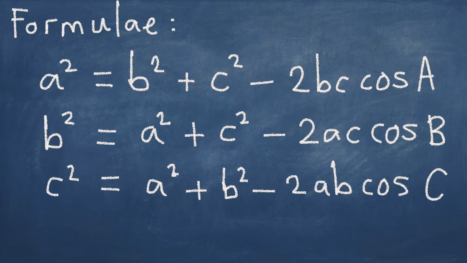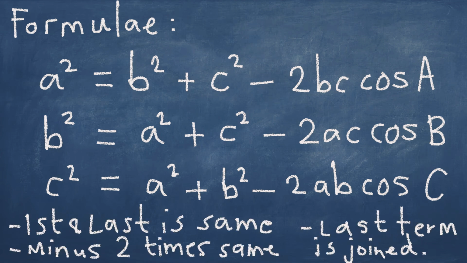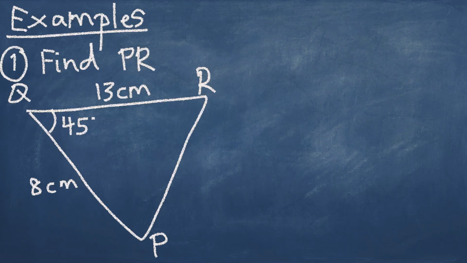You must understand that the minus 2bc cos A and so on, they are all one term, they are not separate terms. So the first and the last are the same, the minus 2 term will be the same as the previous one, and the last term is joined together. That means they are all one term.